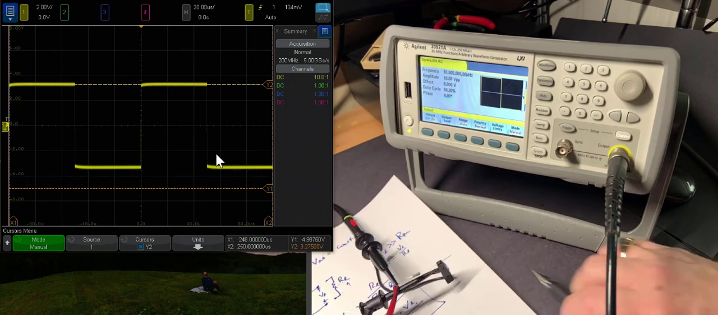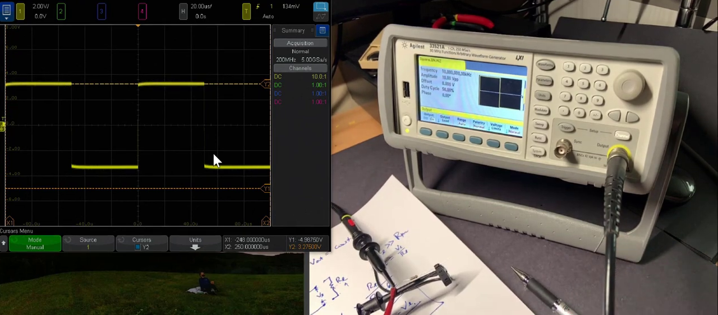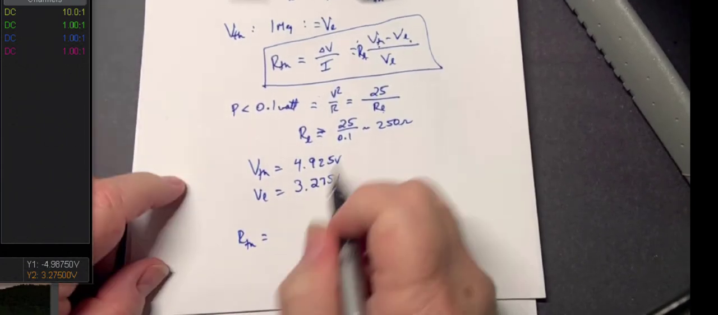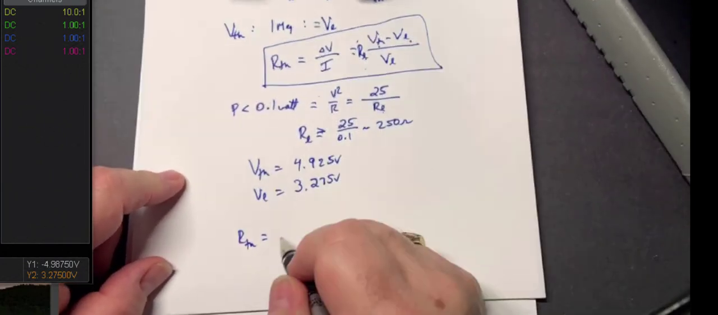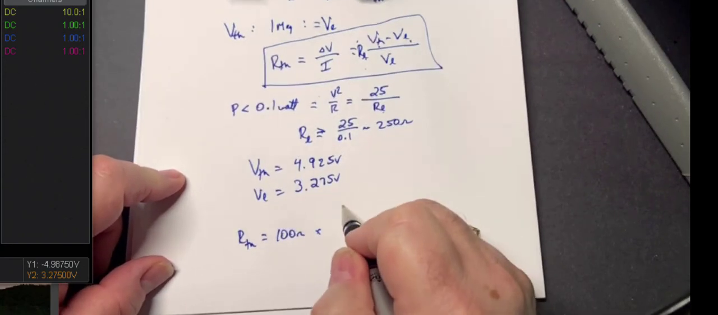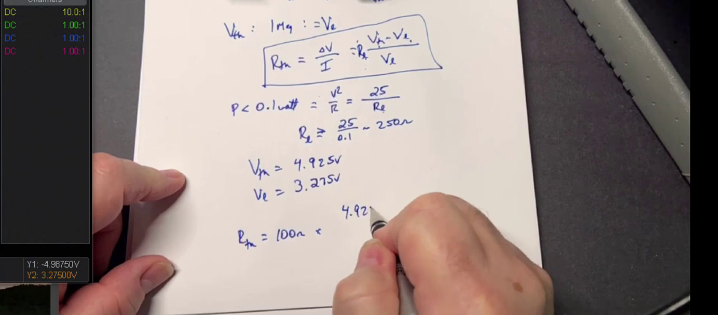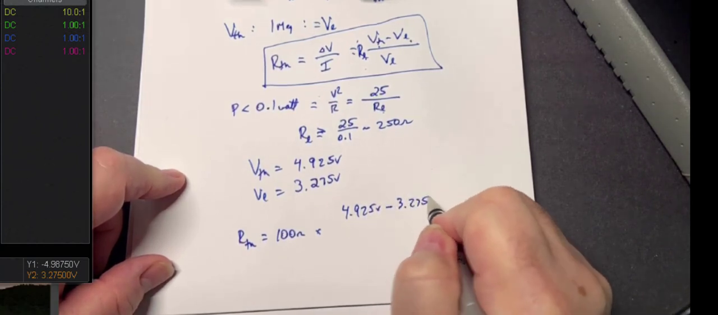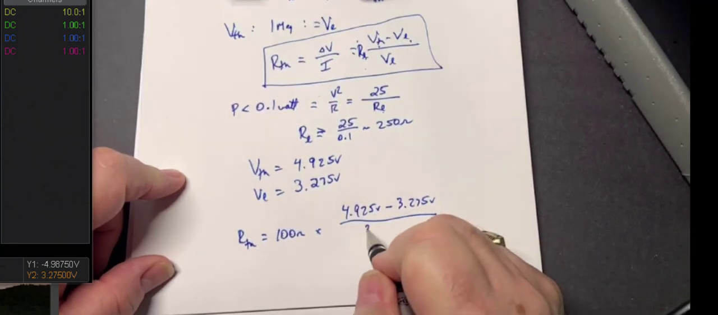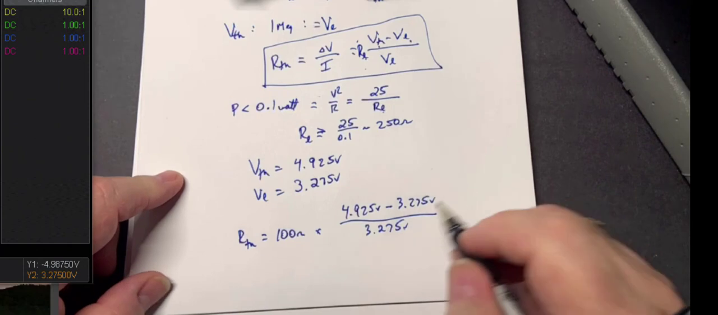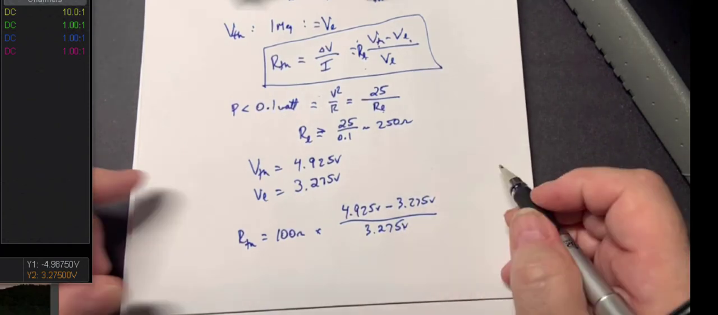3.275 volts. We can calculate the internal Thevenin resistance. The Thevenin resistance is, let's see, it's the 100 ohms times the Thevenin voltage, 4.925 minus 3.275 divided by 3.275. Now, before we get our calculator out, which we will, we can just do a rough quick estimate.